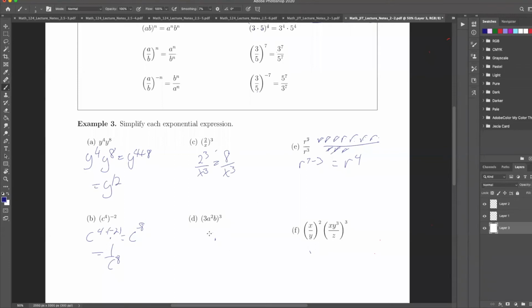Here for D, I don't think anyone got D quite yet. So D, we're just going to distribute into each of these. And so I'll have 3 to the 3rd, a to the 2 times 3, and then b to the 3rd. 3 to the 3rd is 27. A to the 2 times 3 would be a to the 6th. So everyone see why that's 6? And then this becomes b to the 3rd. Does everyone see why this is 6 right here?